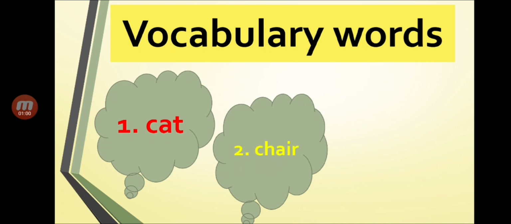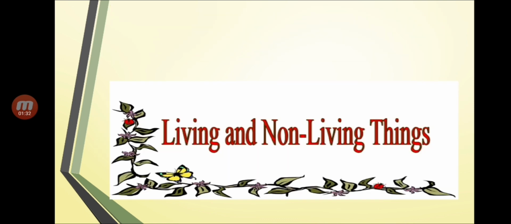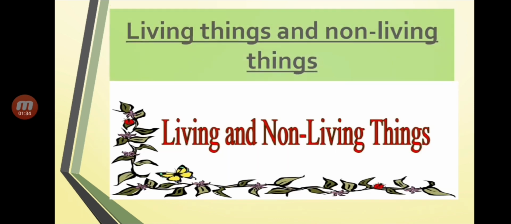Next, let's proceed to the second word. The second word is chair. Again, repeat. Chair. Let's spell the word chair. C-H-A-I-R. Chair. Very good. And the third word is spider. Everybody, spider. Now let's spell the word spider. S-P-I-D-E-R. Spider. Very good.